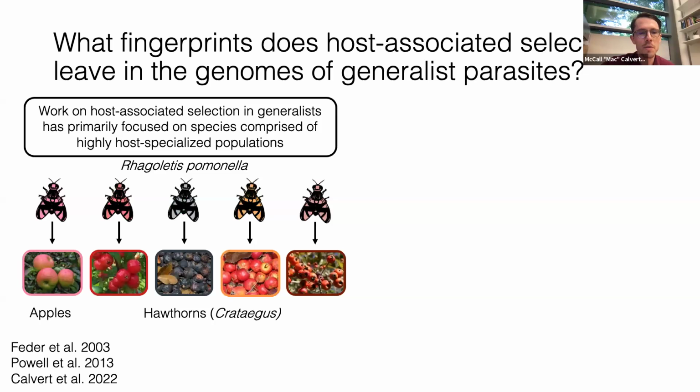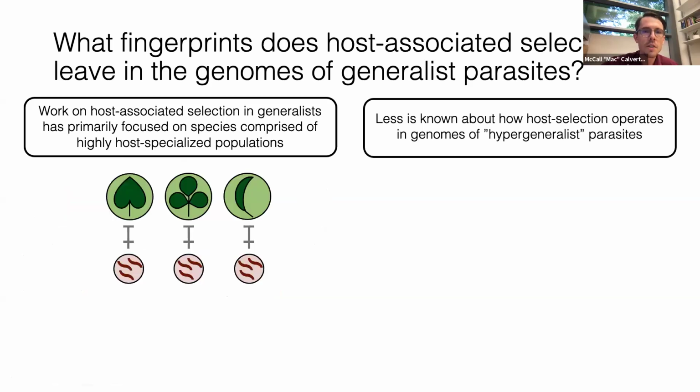An example of this comes from the fly Rhagoletis pomonella, which is not really a parasite, but still an antagonist. And at the species level, they're capable of using a variety of different host fruit species, but actually this species is comprised of different populations which are highly specialized and really only use one of these fruits. And I should also say that for those sort of specialized species, we know a lot about how host selection mediates genomic variation.